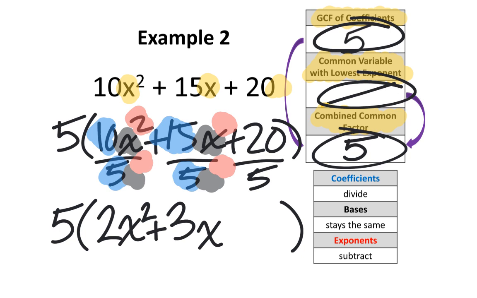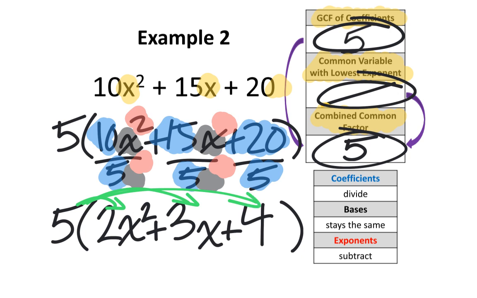And last, we don't even need to use a quotient rule here because we have positive 20 divided by 5. And that is going to be equal to positive 4, and you need to add a plus sign in front. Now, you can always check your answer by using the distributive property and working backwards. If you end up with this expression, that means you factored correctly.